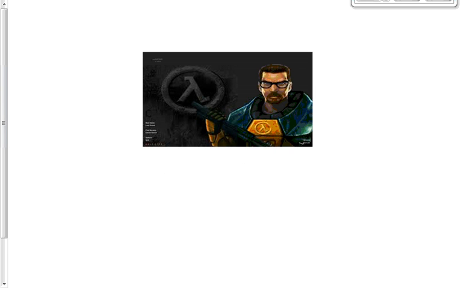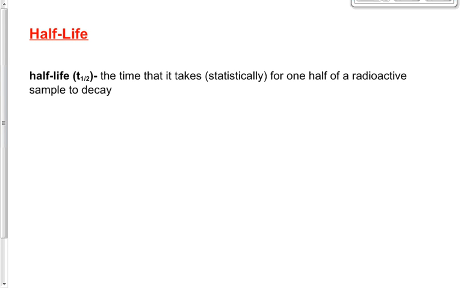Let's go a step further now. Today we're going to talk not about the reaction per se, but we're going to talk about how quickly the reaction takes place. We're going to talk about a concept called half-life. Half-life is the time that it takes statistically. I'll tell you what I mean by that in just a second. For half of a radioactive sample to decay.